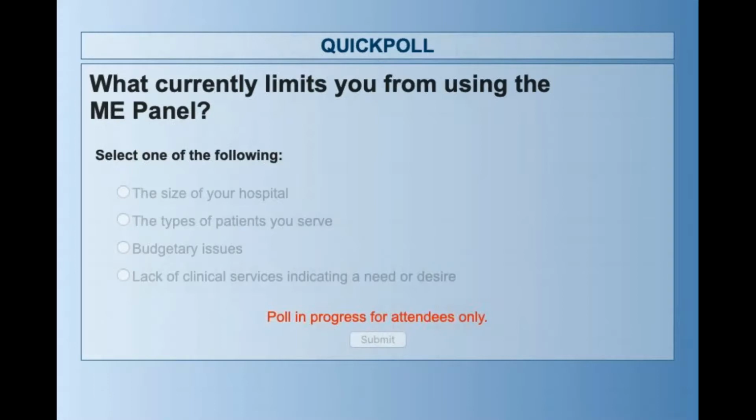Audience members, once again, we have another polling question appearing on your screen right now, and you may vote on the option that is most relevant to you. That poll question, once more, is what currently limits you from using the ME panel? You may select from the size of your hospital, the types of patients you serve, budgetary issues, or lack of clinical services indicating a need or desire. Audience members, please get your votes in right now before I close the poll shortly. Now it looks like a majority of our audience members have voted. I'm going to close the poll and share the results with you now.